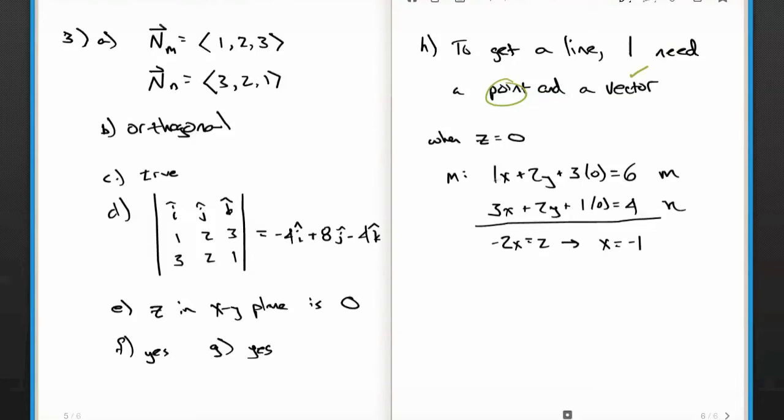Okay, so this is negative 1 plus 2y equals 6. So 2y equals 7, so that means y equals 3.5. Let me just check it here. 3 times negative 1 was negative 3. Plus 2y equals 4, so I add the 3, so that's 7, so y equals 3.5. So this is a pretty important step here.